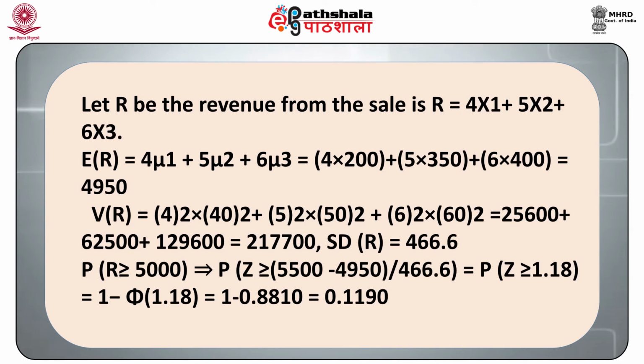Now the probability that R is greater than or equal to 5,500 is equal to the probability of Z greater than or equal to 5,500 minus 4,950 divided by 466.6, which is equal to the probability of Z greater than or equal to 1.18, equal to 1 minus phi of 1.18, equal to 1 minus 0.8810, which is equal to 0.1190.